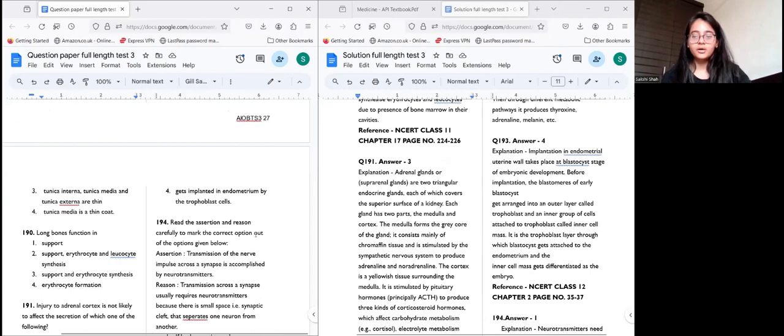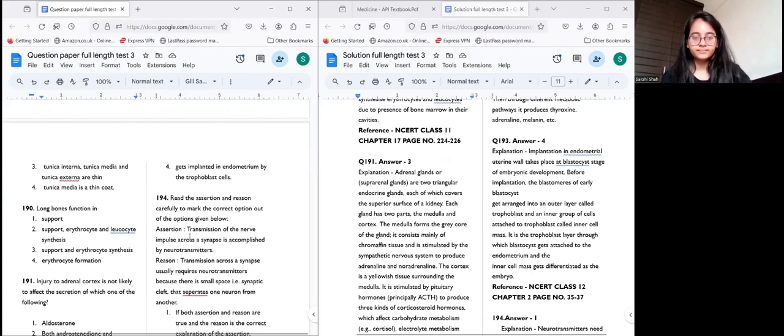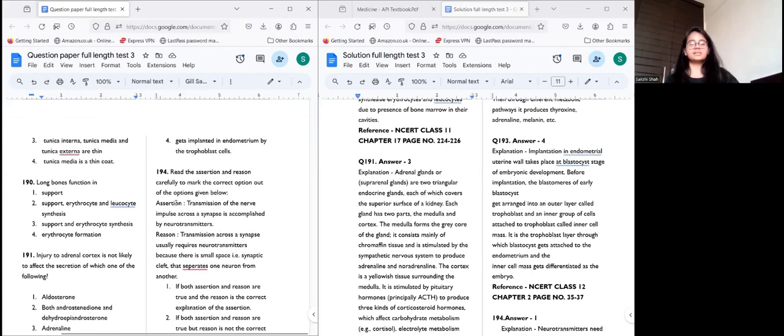Okay. So now for option number 194. Read the assertion and reason carefully to mark the correct option. Finally, an assertion and reasoning question, right? So, transmission of the nerve impulse across the synapse is accomplished by neurotransmitters? Yes.